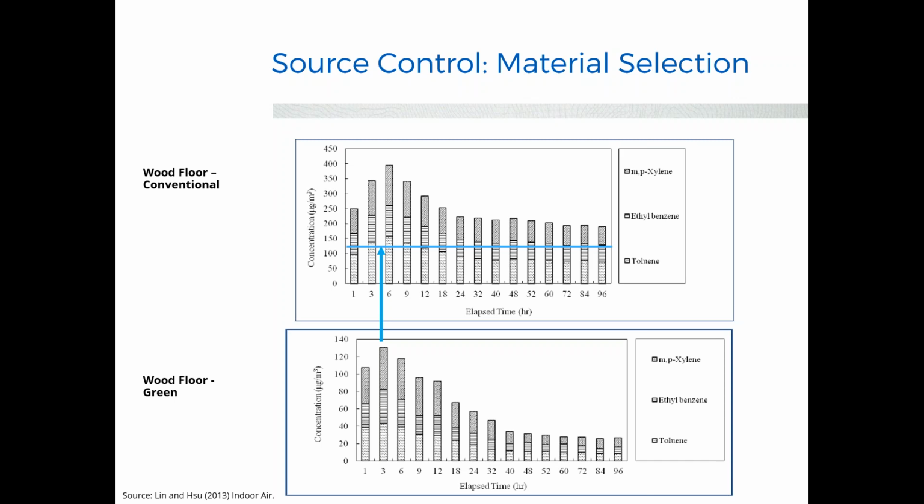This is an example where some researchers examined the concentration of different pollutants off-gassing from different floor products. So we have a conventional wood floor at the top, and then we have a green version on the bottom. And if you look at the time scale and the concentration axis, you can see that they follow a similar pattern overall. But if we take the maximum concentration observed from the green scenario and we draw a horizontal line across the conventional scenario, you can see that the conventional scenario far exceeds the maximum concentration achieved of the green scenario. So there is merit to paying attention to material selection.